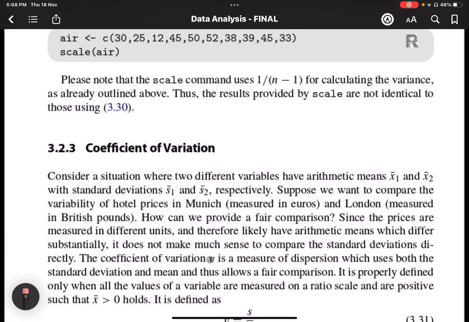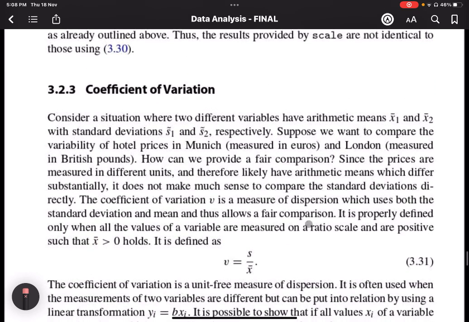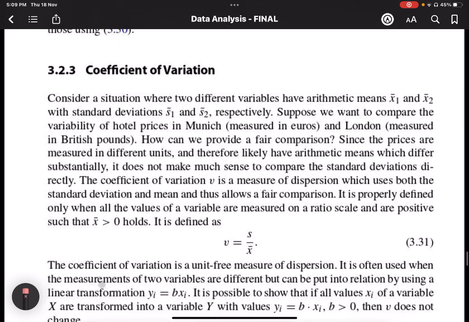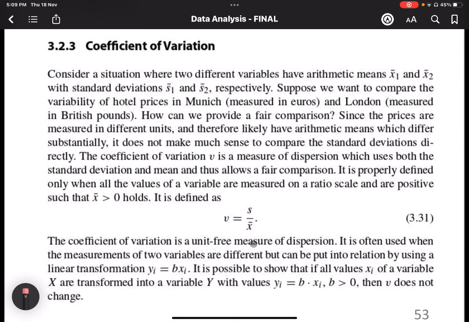The coefficient of variation V is a measure of dispersion which uses both the standard deviation and mean and thus allows a fair comparison. So we use the coefficient of variation to make a fair comparison, no, between two data which are measured in different units. So it is properly defined only when all the values of the variable are measured on a ratio scale and are positive, such that the mean is greater than 0. The coefficient of variation is a unit-free measure of dispersion.